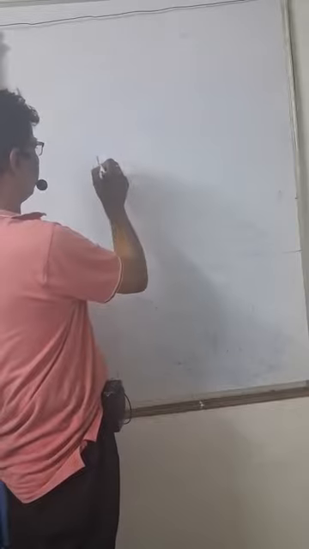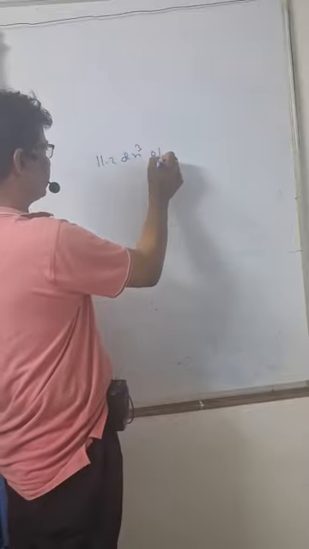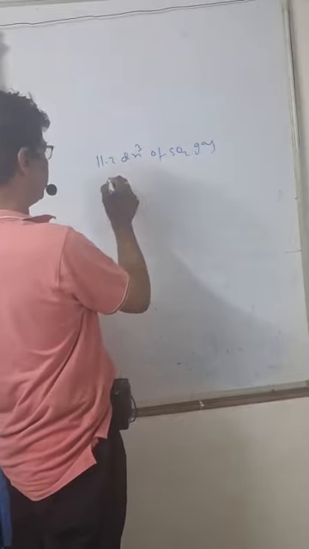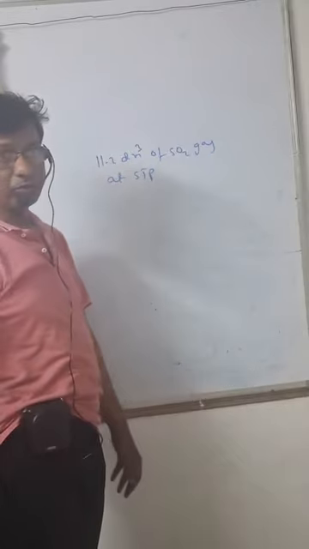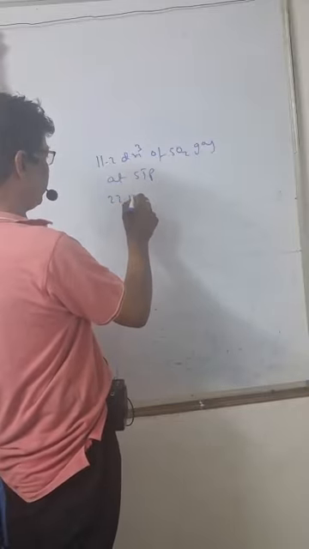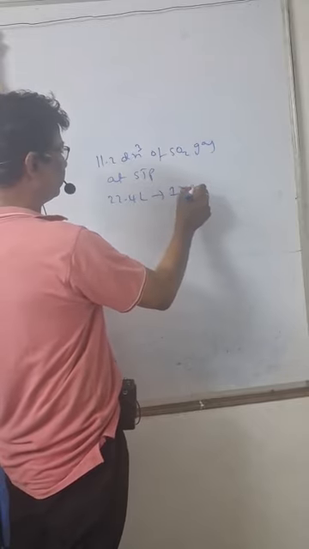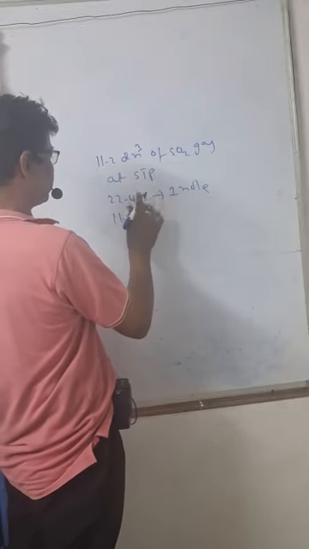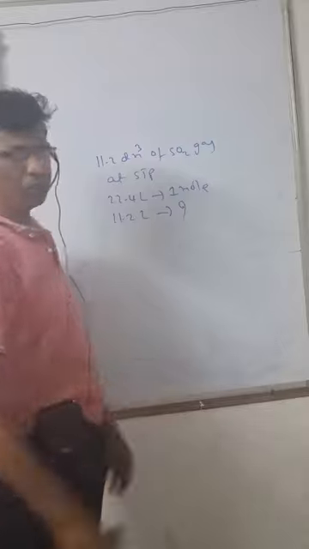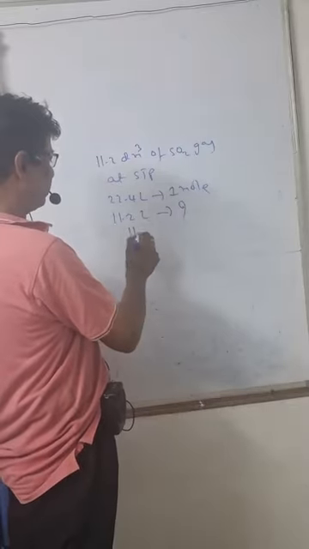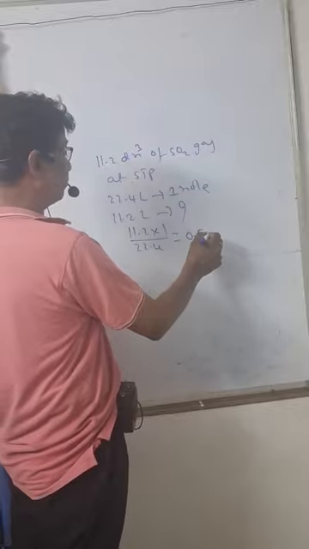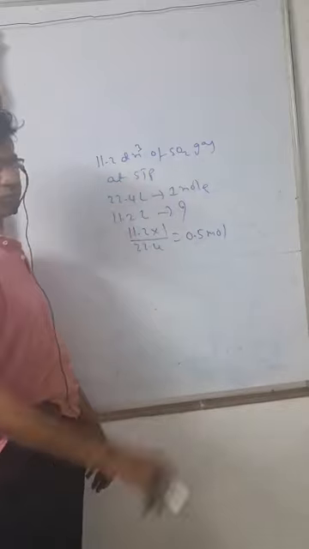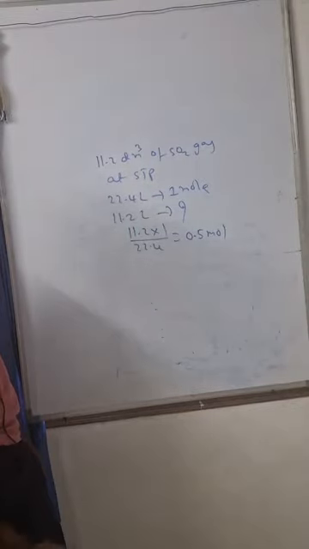You can convert volume into moles. For example, 11.2 cubic decimeters of SO2 gas at STP. Question is how many moles? 22.4 liters is 1 mole. 11.2 liters, how many moles? 1 liter is cubic decimeter. 11.2 into 1 by 22.4. Here 1 by 2, 0.5 moles. You can convert volume into moles.